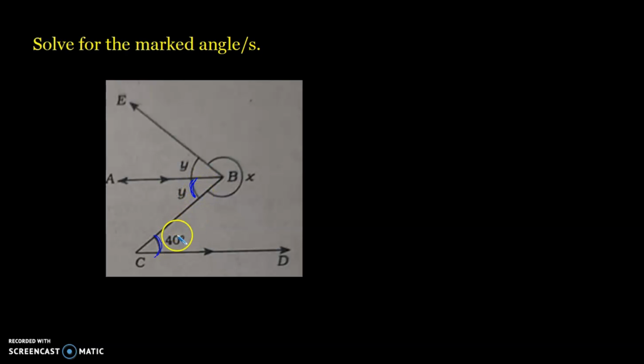They are alternate interior angles. And alternate interior angles are congruent. So, itong y na to, 40 na rin yan. 40 na rin to dahil pareho silang y, di ba? And we are solving for x. And the two y's together with x here make a revolution. So, to solve for x is to subtract 360 by the two y's.